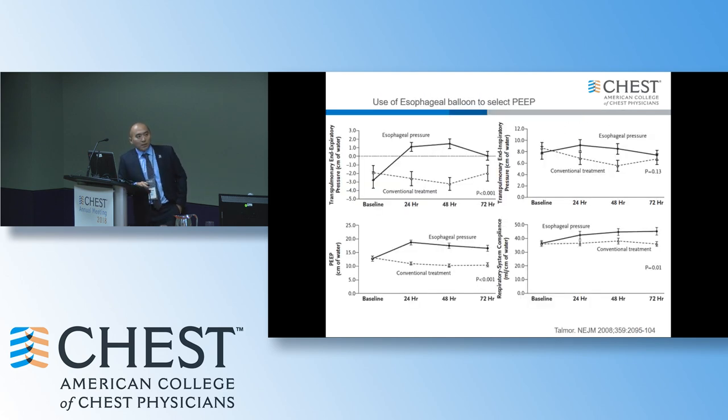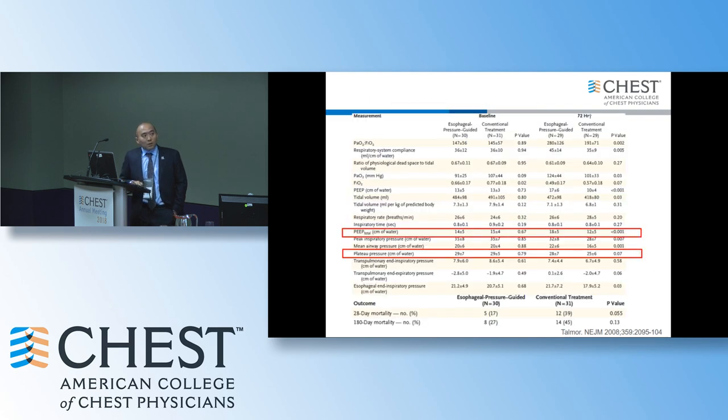So going back to the study by Talmor, he increased the esophageal pressure at the end of expiration based on this value, and maintained the same transpulmonary pressure at the end of inspiration. He was able to increase the PEEP based on this value, and the compliance improved. We can see the results here. At baseline, the PEEP in the group treated with esophageal manometry was 14, and in the group treated with conventional mechanical ventilation, the PEEP was 15. The plateau pressure was 29 in both groups.